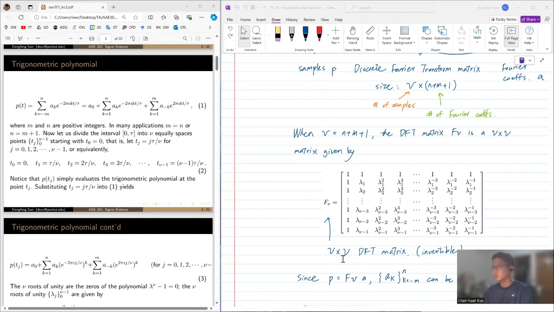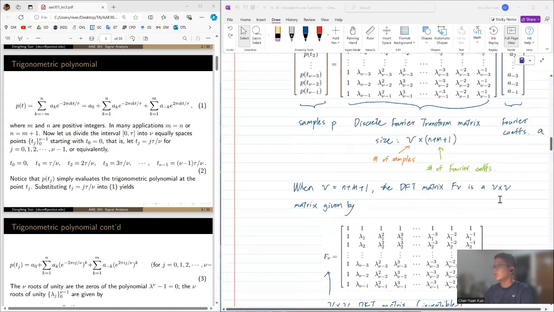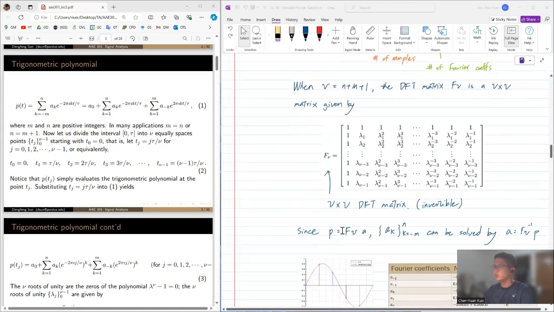In the following discussion, we will call this nu by nu DFT matrix F nu, the vector that contains all the samples P, and the vector that contains all the Fourier coefficients A. Then we see that P equals F nu times A. And because F nu is a square matrix that is invertible, this implies that the coefficients can be solved by multiplying the inverse of the square matrix F nu by P.